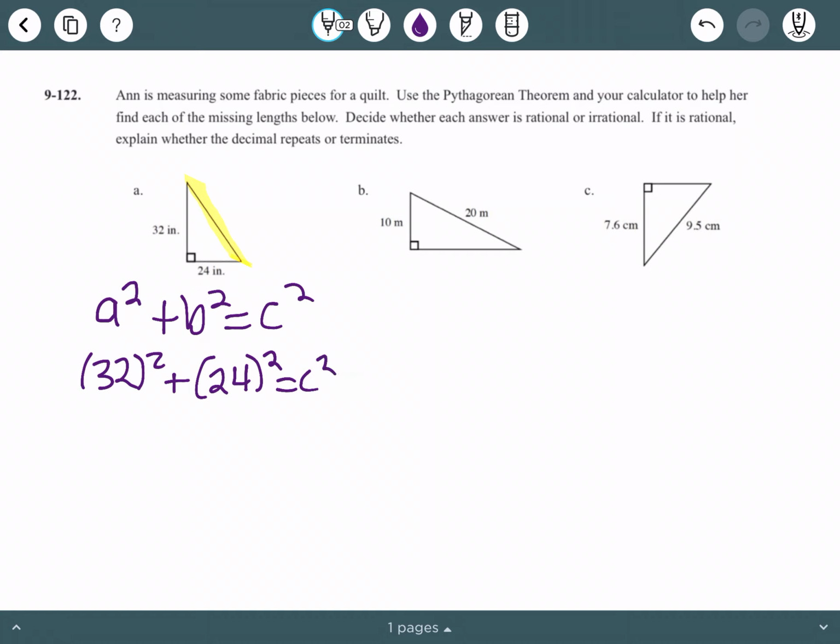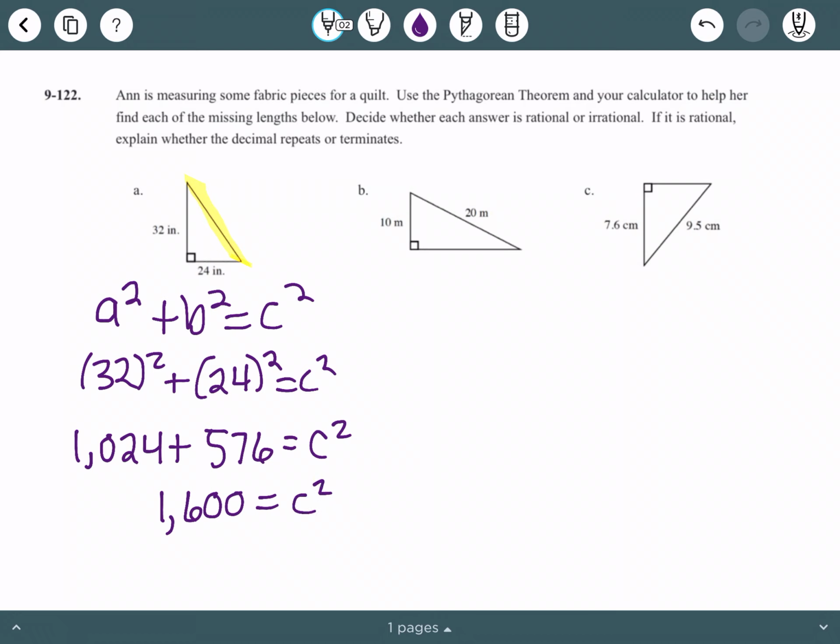All right, let's go ahead and put that into our calculator. 32 squared is going to give us 1,024, and 24 squared is going to give us 576. So if we add those together, that gives us c squared. We're going to add 1,024 and 576. That's going to give us 1,600. That equals c squared.